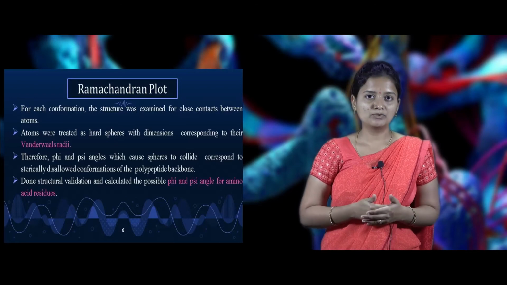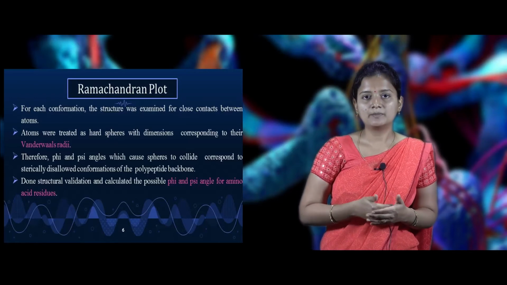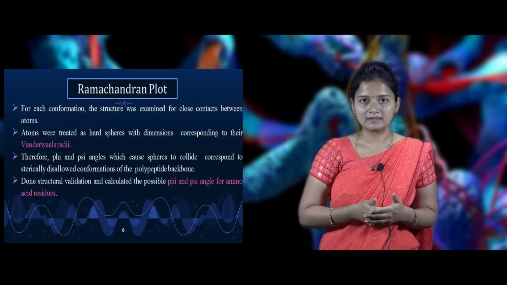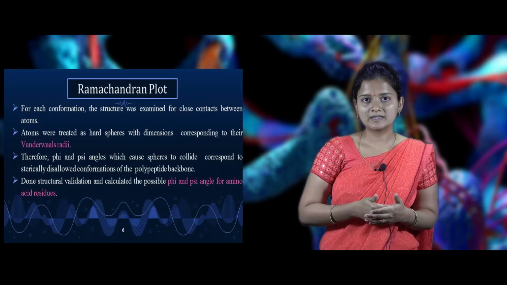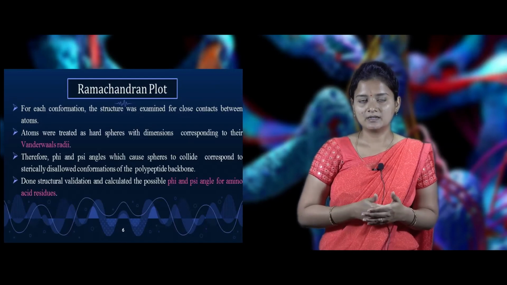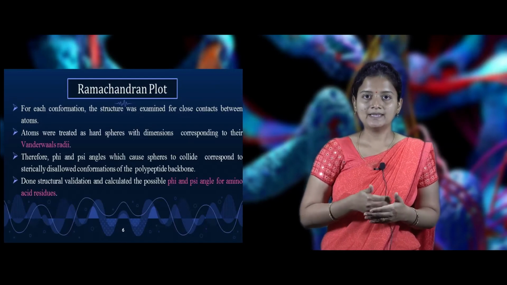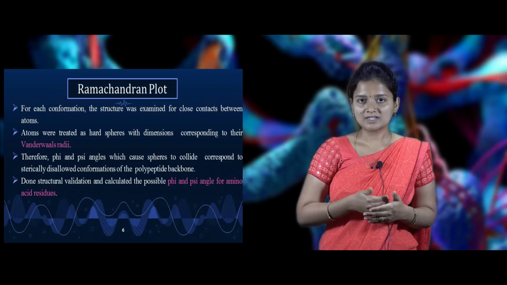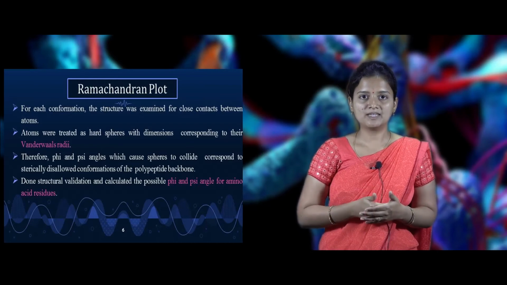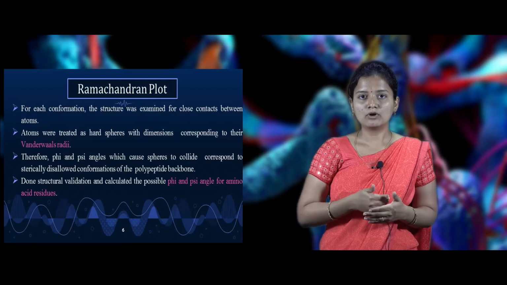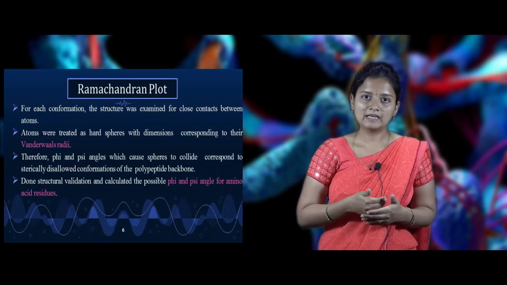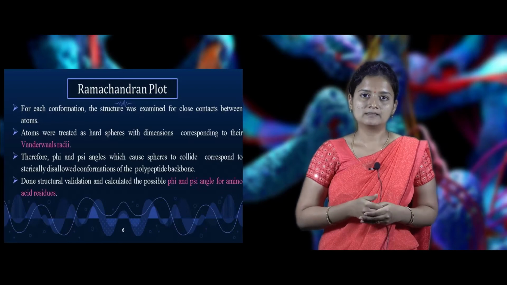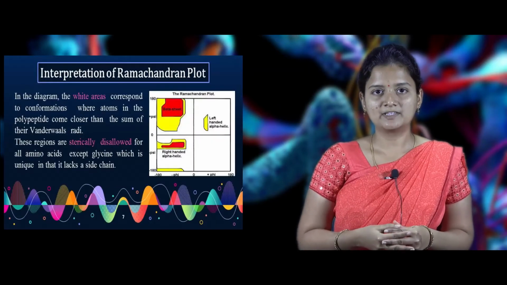The conformation of the protein was determined with the help of the phi and psi angles. So, the phi and psi angles in the Ramachandran plot were discussed based on steric hindrance, and on allowed and disallowed regions. So, the structure validation and verification has been done for all the possible amino acids in the Ramachandran plot with the help of the phi and psi angles. Now, we are going to analyze the Ramachandran plot.